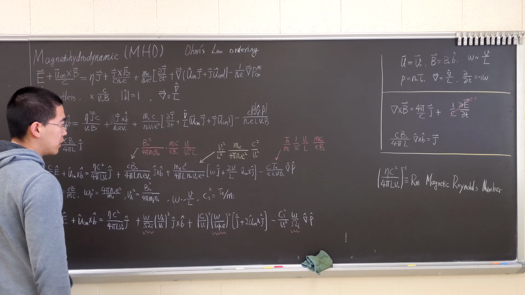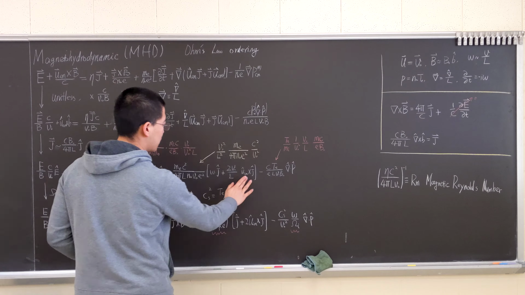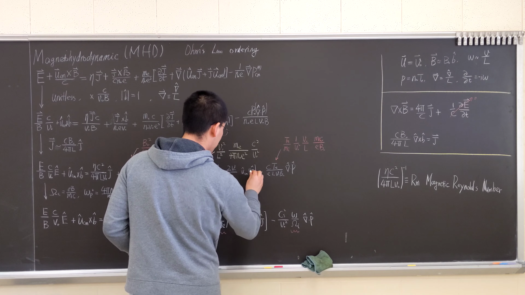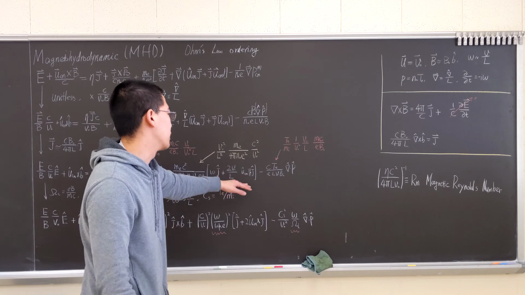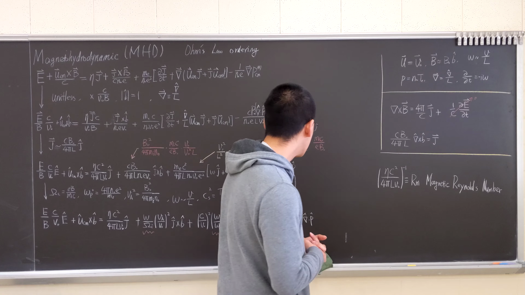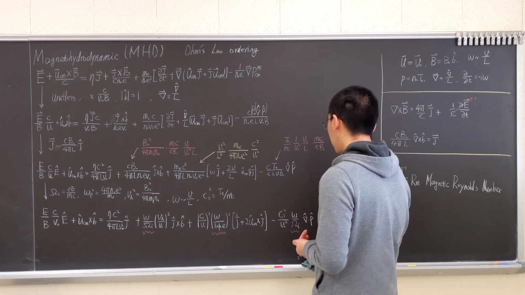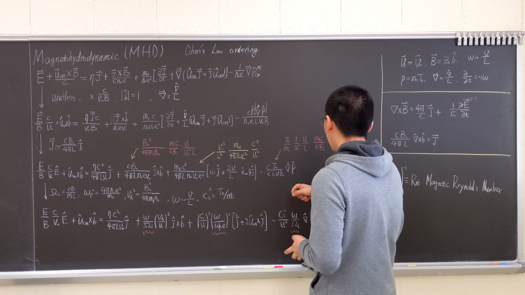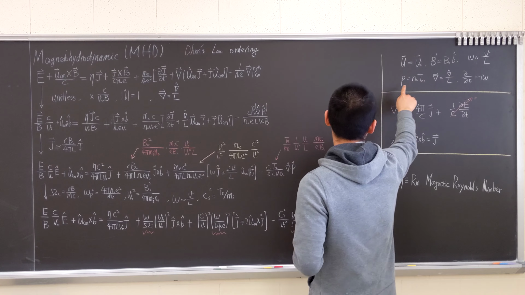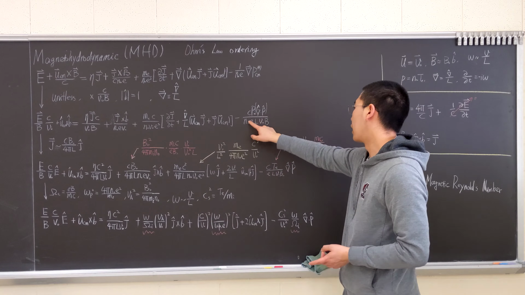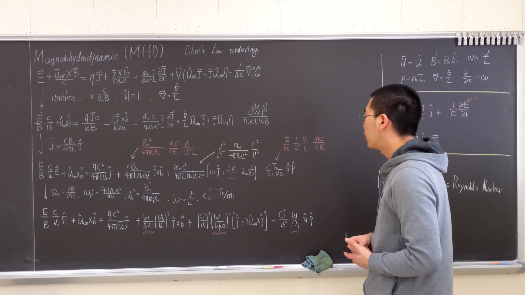So yeah, it's in the order. So we're doing the order, so we just make it roughly correct order-wise, and P equals n naught T_e, n naught cancels out, we only have T_e left.